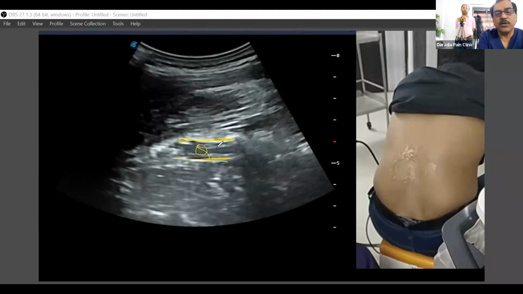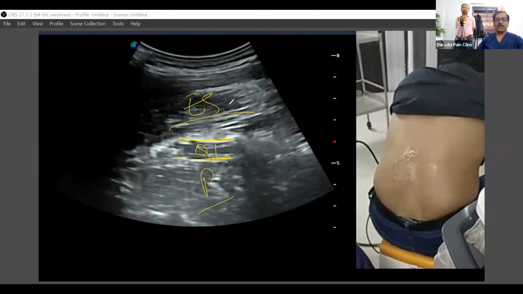And this is your QL muscle. And this is your erector spinae muscle. And this is your psoas muscle. So these are the three distinct layers of muscles which you can see here in between the thoracolumbar fascia. QL, posterior to the thoracolumbar fascia is erector spinae, anterior to the QL muscle is your psoas.